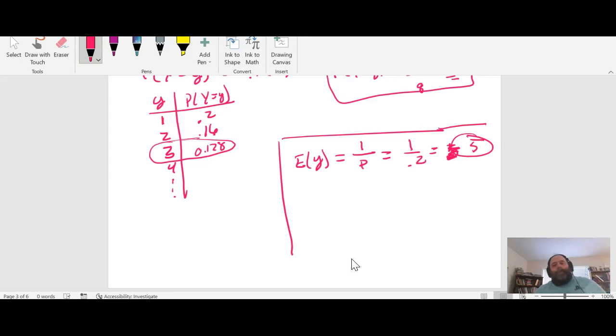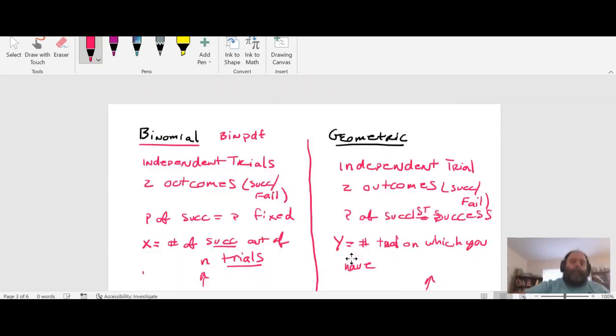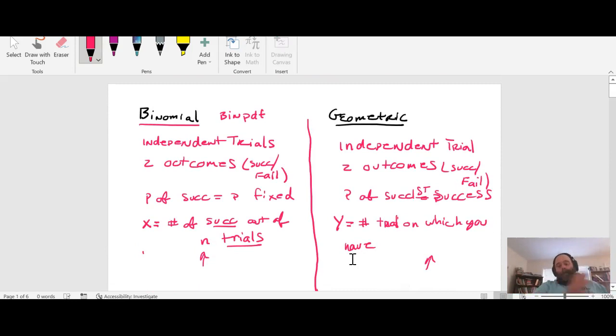All right, let's recap real quick. Two major distributions, binomial and geometric. They both have the same basic premise: you have independent trials with 2 outcomes, one's a success and one's a failure, and the probability of success in each trial is fixed. The only difference is that the binomial has a fixed number of trials, and you figure out the probability of getting a certain number of successes. In geometric, you have an infinite number of trials, so you want to know which trial you get the first success on.